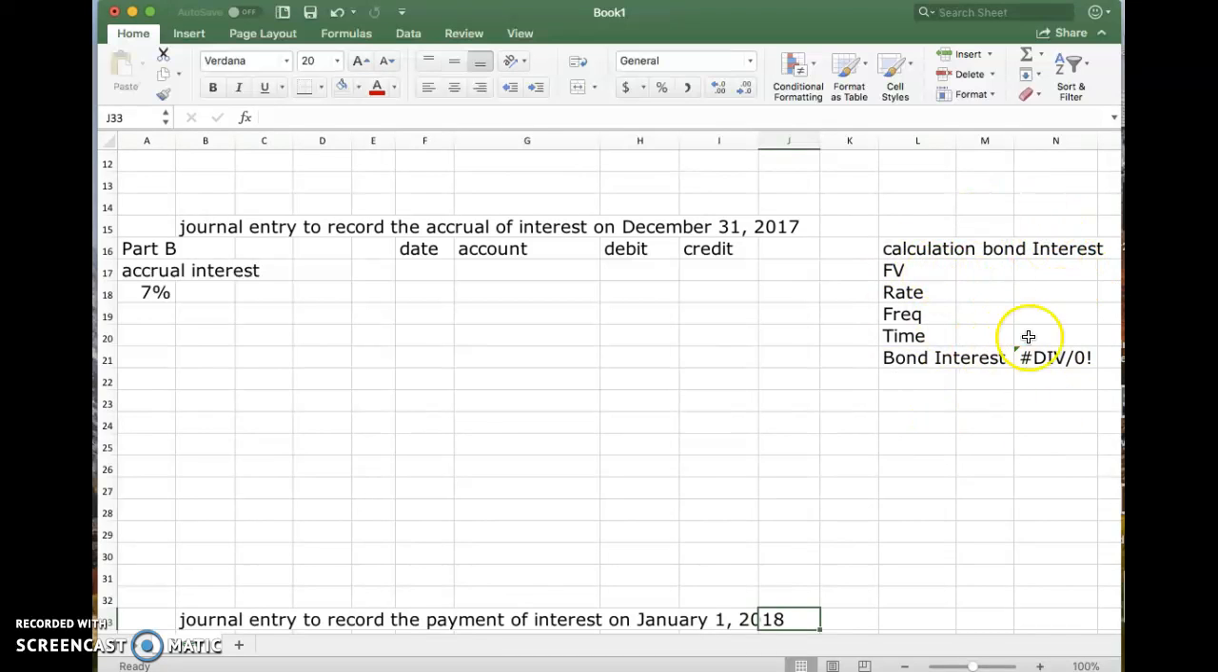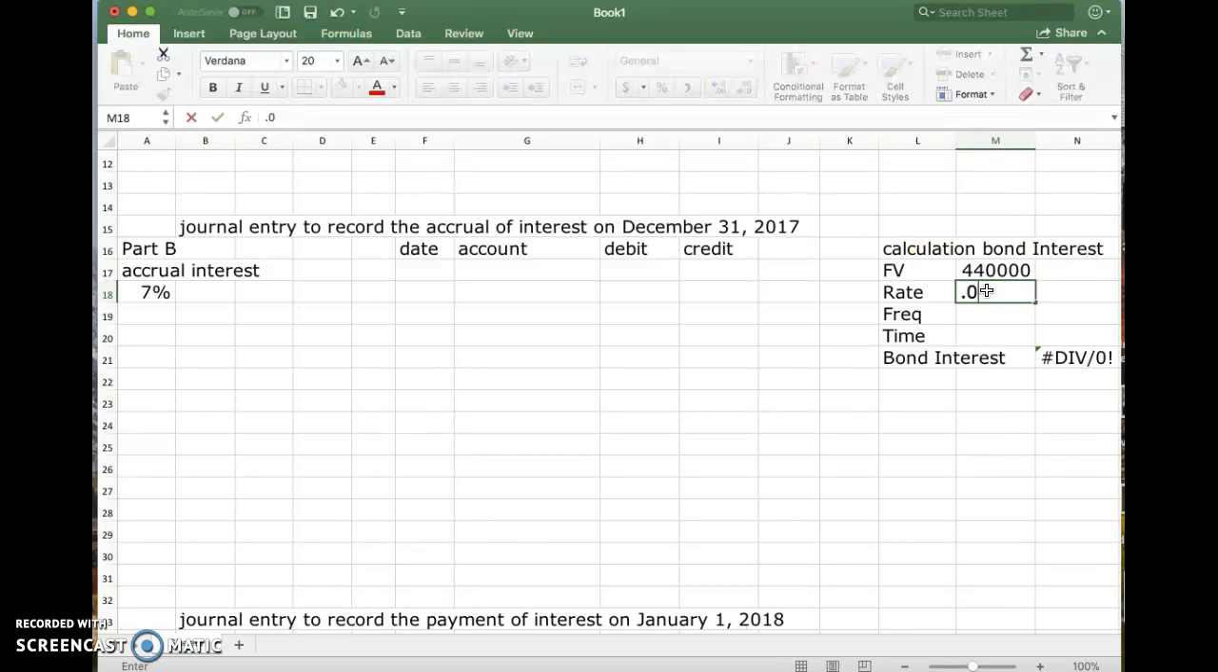I have this little one here to calculate. The calculation of the interest for a bond is the same procedure as calculating the interest for a note receivable. In this case, the face value is 440,000. The rate is 7%, which we put in decimals. The frequency of payment is only 1 a year, and the time is 12 months over 12 months, which is 1. So the amount that's going to be in the debit is 30,800, and also in the credit.